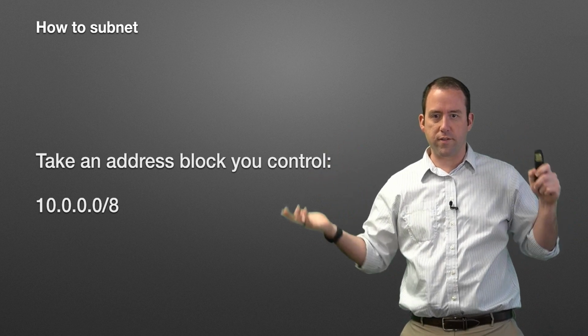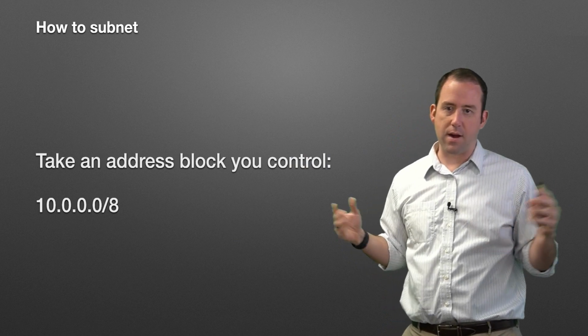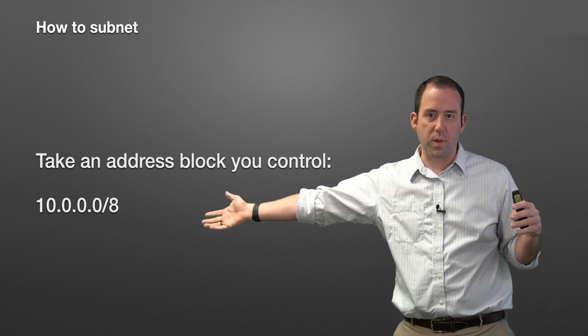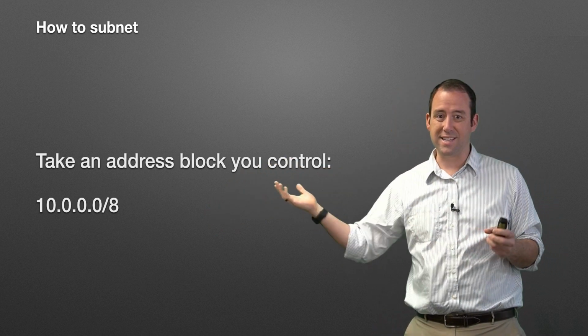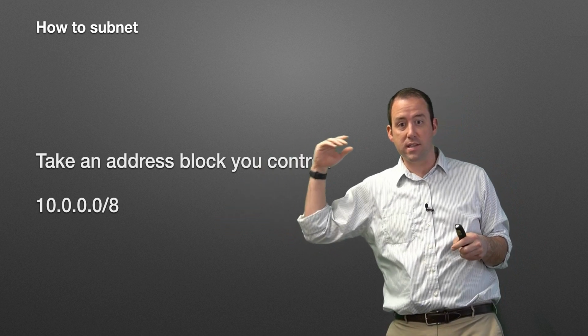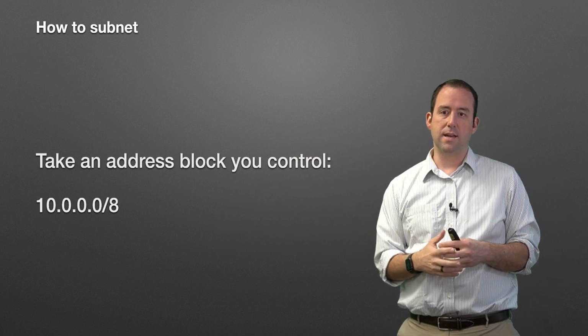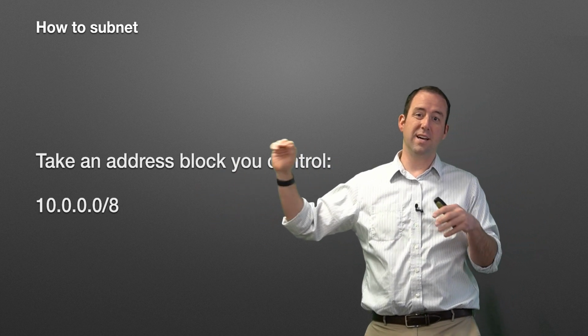So how do we subnet? What is it? We're dividing networks up. What does that even mean? Let's talk about it with an example. Let's take a network, an address block that we control. And we're going to start just using this private address block of 10.0.0.0/8. It doesn't have to be a private address. It could be a public address. It could be any block that you want. We're just going to start here because you see 10.0.0.0/8 subnetted a lot.